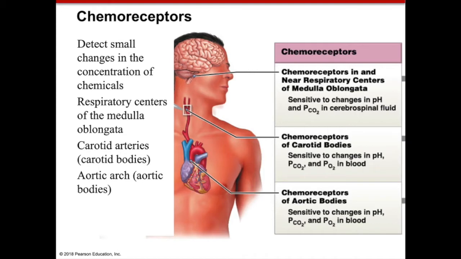The peripheral chemoreceptors detect pH, CO2, and oxygen. The central chemoreceptors that exist in the brainstem detect only pH and CO2. The peripheral receptors are in the carotid body and in the aortic body.